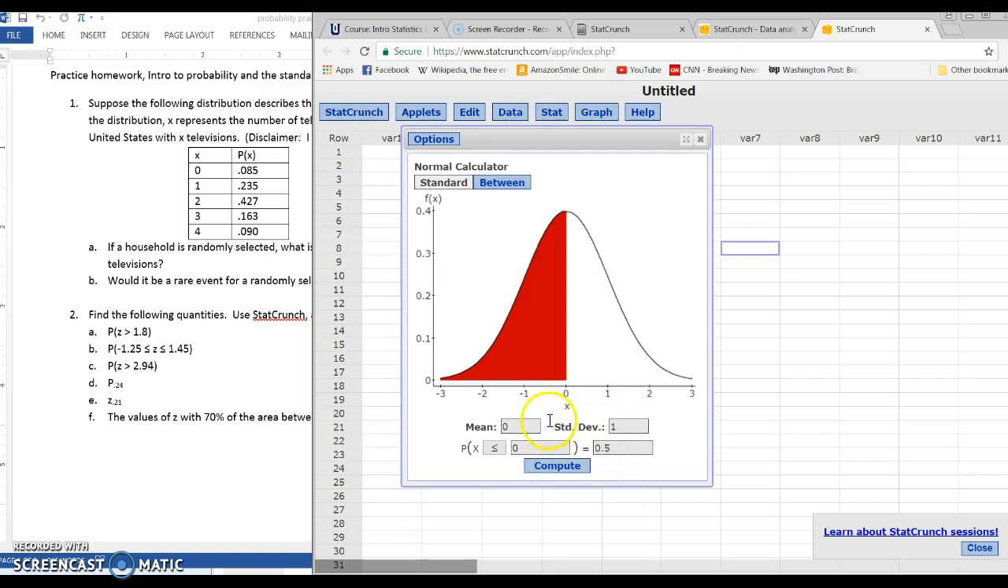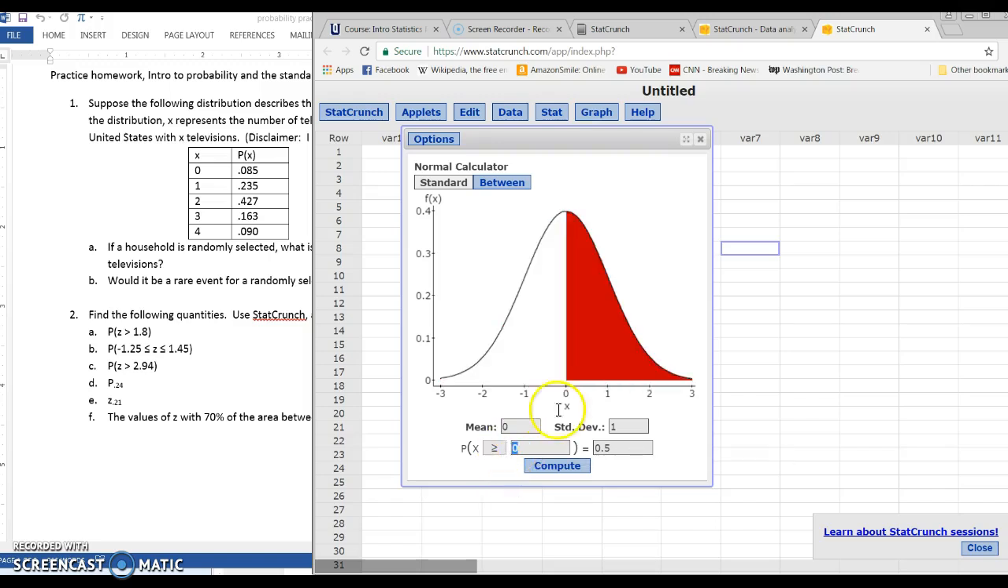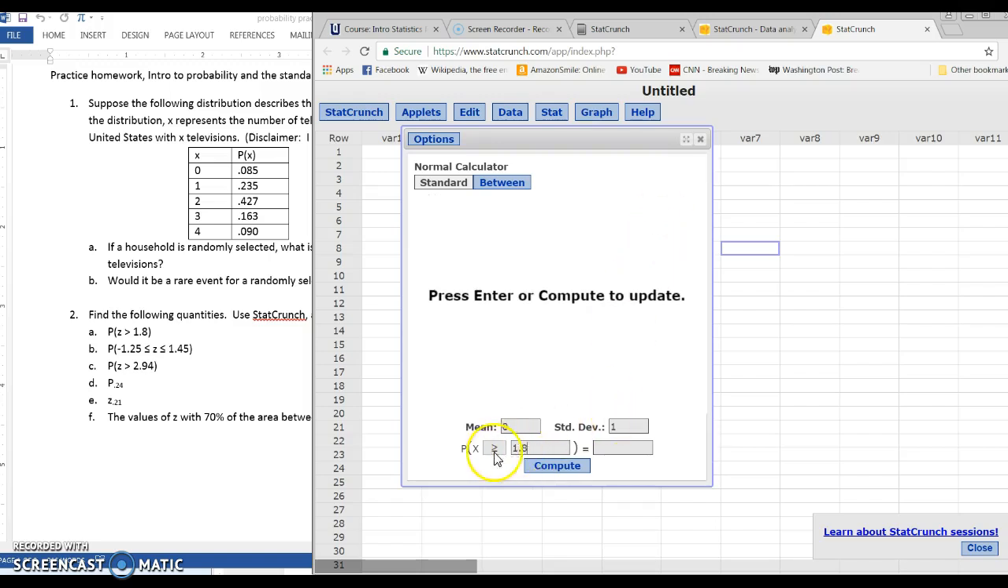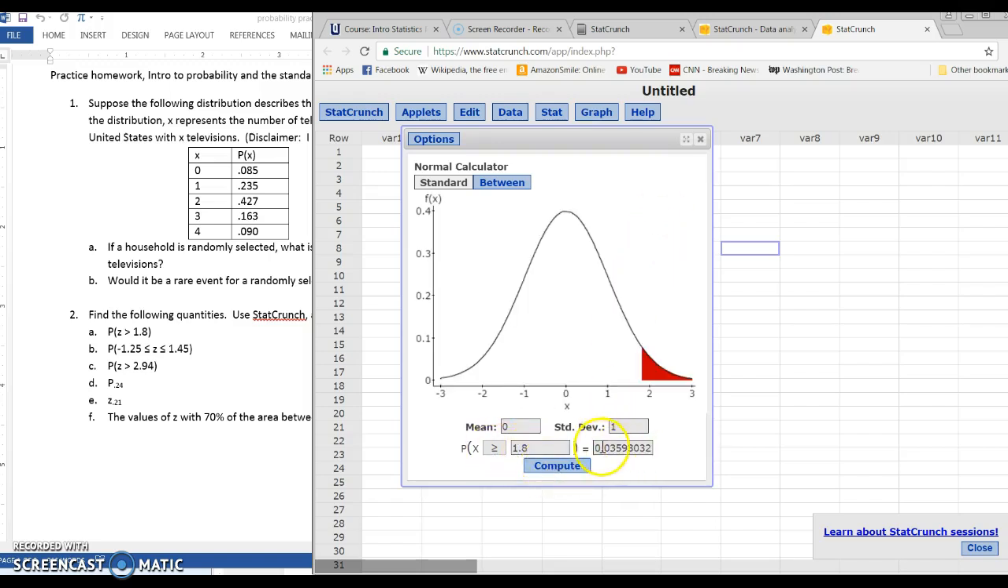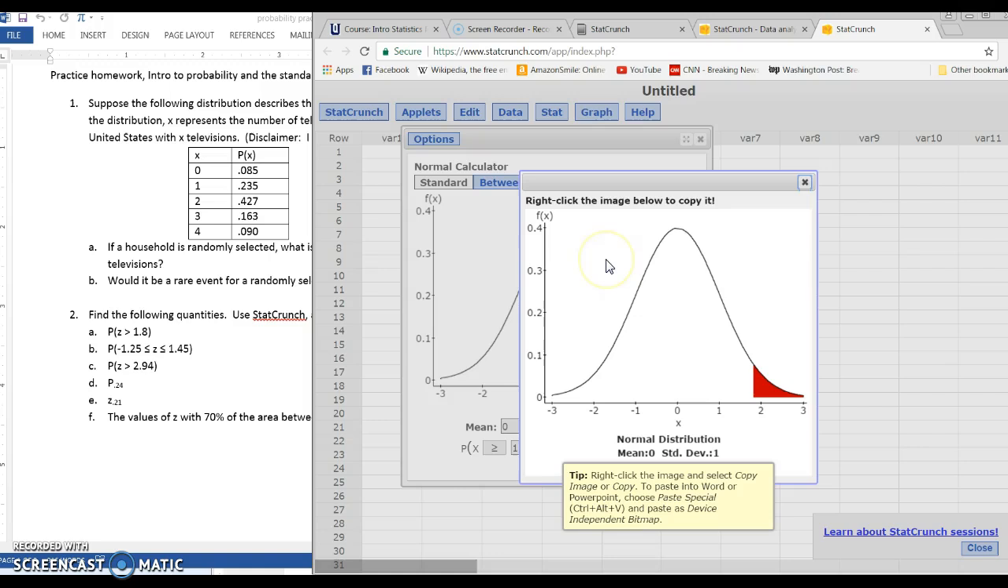deviation at 1. So the probability that z is greater than 1.8, change the less than to greater than. And if you remember, because this is a continuous distribution, greater than or equal to are the same thing, so it doesn't matter. So greater than 1.8, compute. Our answer is 0.0359. And so to copy this over, you just go options, copy, and then follow the instructions. Right click and then Control-Alt-V to paste it.